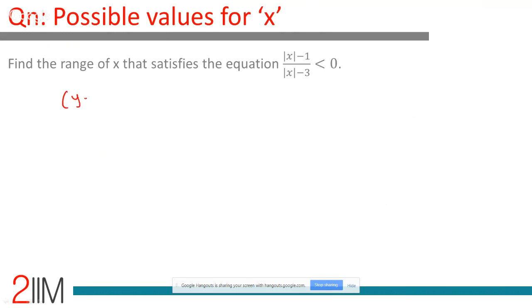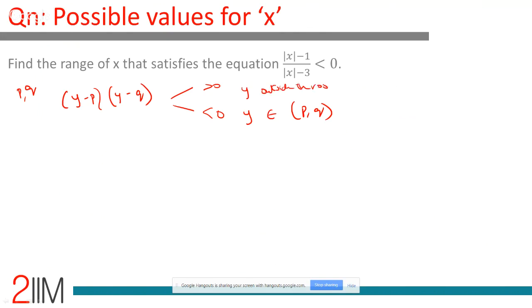So, you have (y minus p) into (y minus q). It's an expression. This has roots p and q. And where does it go to zero effectively? So now, (y minus p) and (y minus q), when will it be greater than zero? When will it be less than zero? When y lies between the roots, it will be negative. When y lies outside the roots, it will be positive.